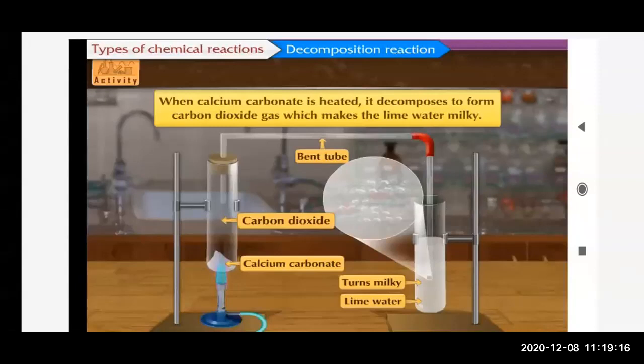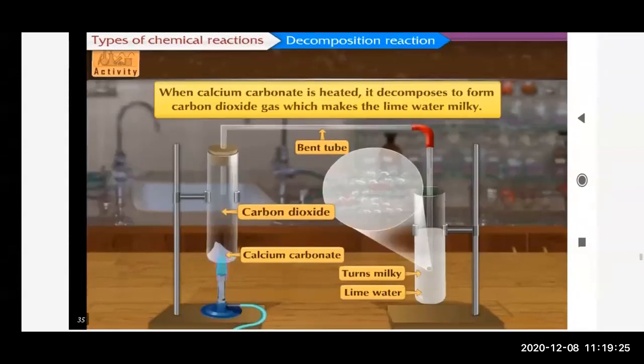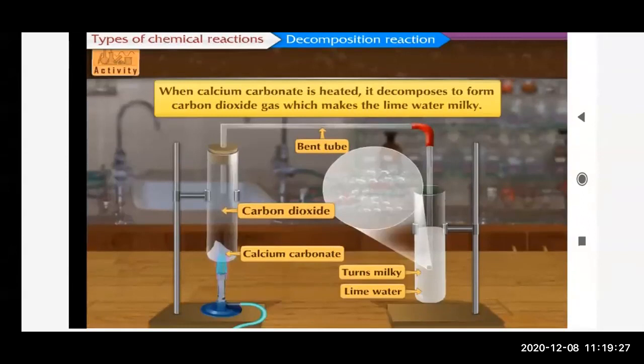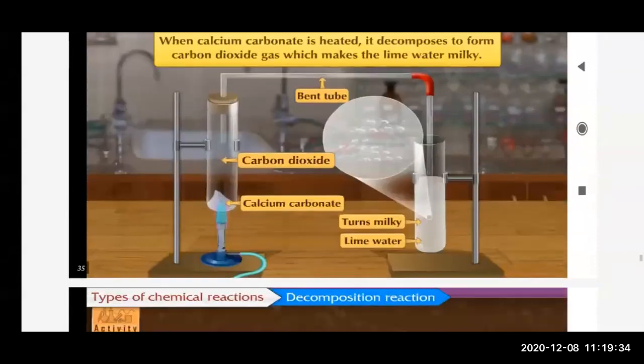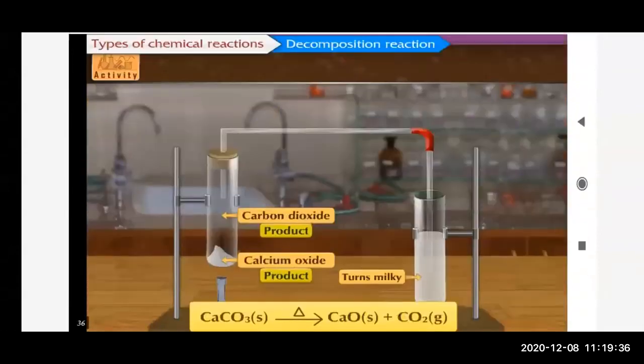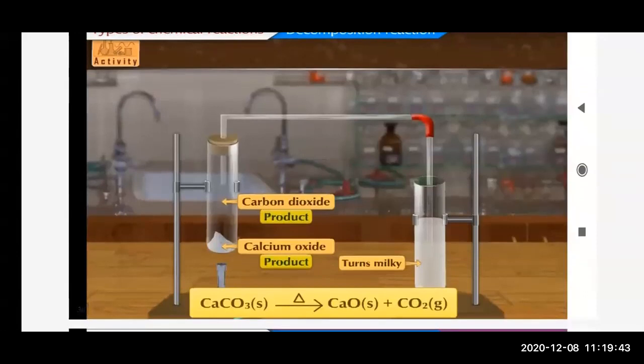Remember, initially we took calcium carbonate in the test tube, but after the process takes place, the lime water turns milky, while the second product, calcium oxide, remains behind in the first test tube. The reaction is: calcium carbonate decomposes to form calcium oxide and carbon dioxide gas. So here also there is a single reactant and two products are formed. This is the second activity we have seen.